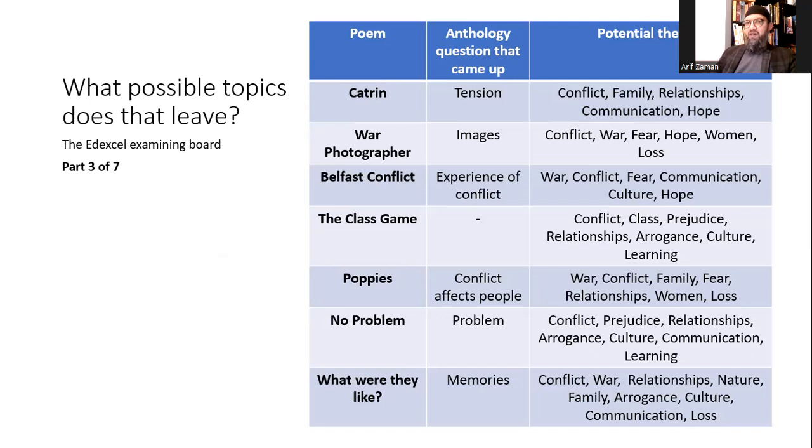Belfast Confetti, the anthology question that came up: experience of conflict. Potential themes: war, conflict, fear, communication, culture, and hope. The Class Game has not come up. Potential themes: conflict, class, prejudice, relationships, arrogance, culture, and learning.